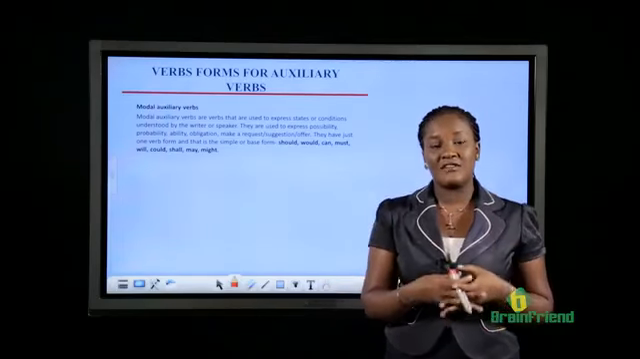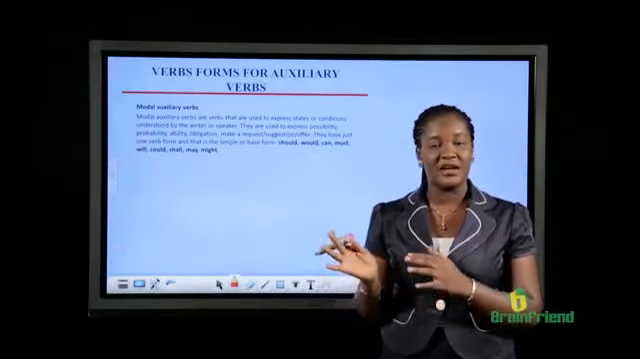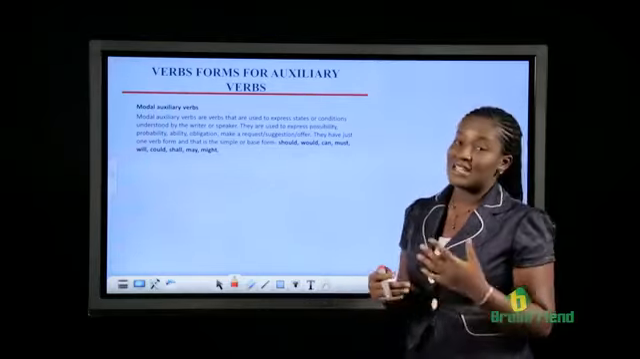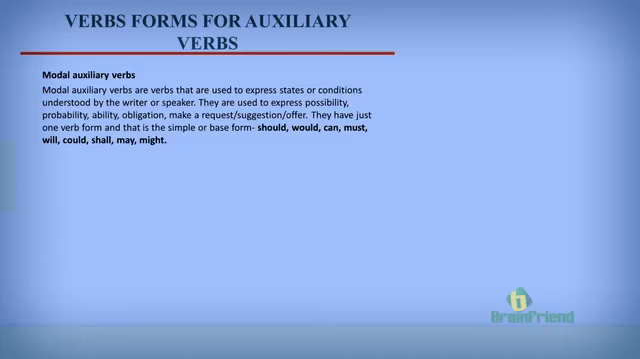The other type of auxiliary verbs are known as the modal auxiliary verbs. And we did say in our previous lessons that these are verbs that are used to express states or conditions which are understood by the writer or speaker. They are used to express possibility, probability, ability, obligation. They are also used to make a request, suggestion, or offer. Now, unlike primary auxiliary verbs, modal auxiliary verbs do not have special verb forms.